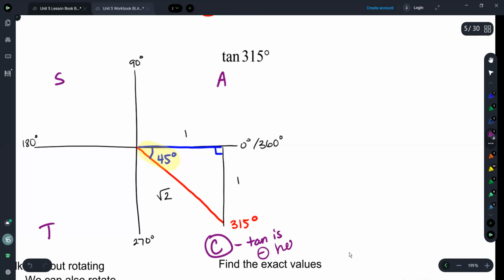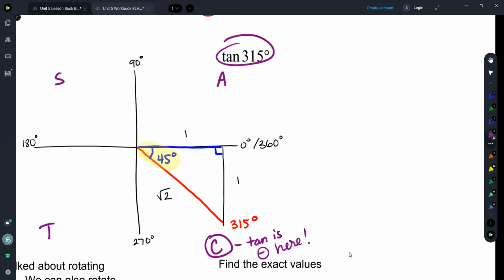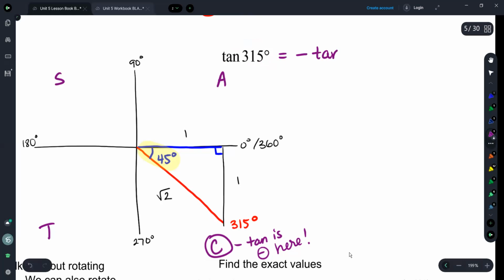Perfect. Okay, so we are in the cosine quadrant, but we're taking the tan of something in the cosine quadrant. So I know tan will give me a negative ratio. So this should be equal to negative tan of the reference angle, which is 45. And then as Colin said, tan of 45 is 1 because opposite over adjacent is 1 over 1. So we'll get negative 1.